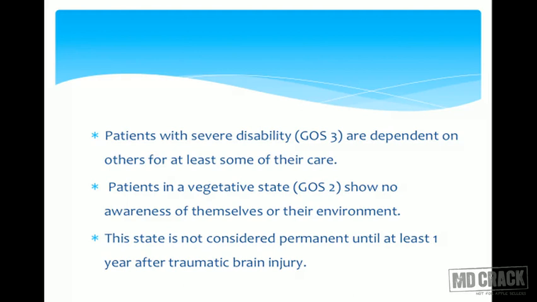Patients in vegetative state are called Glasgow outcome score of 2. They show no awareness of themselves or their environment. So they are lying continuously in vegetative state. So this state is not considered permanent unless at least 1 year after traumatic brain injury. So whenever patients have passed 1 year of their traumatic brain injury, only then does this vegetative state or Glasgow outcome score of 2 apply.